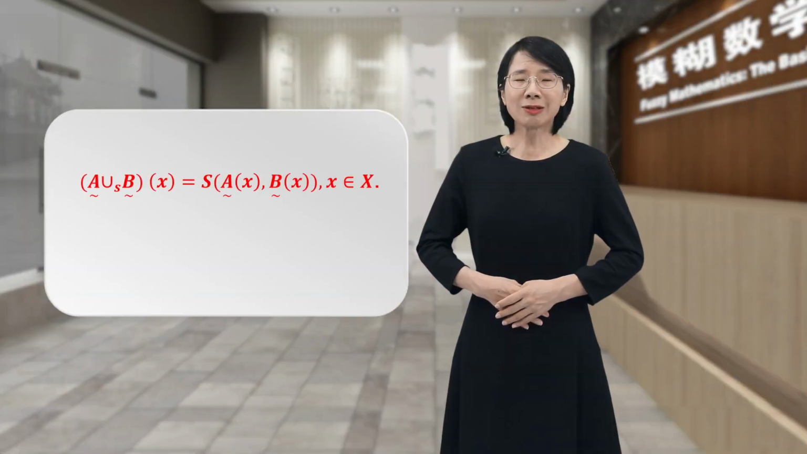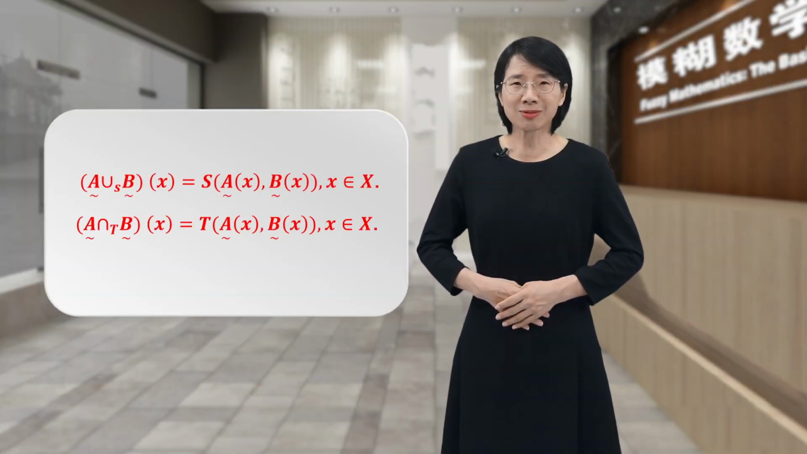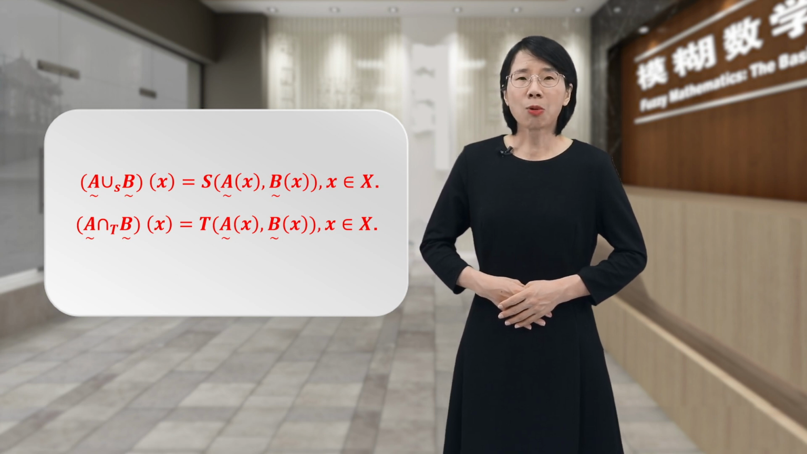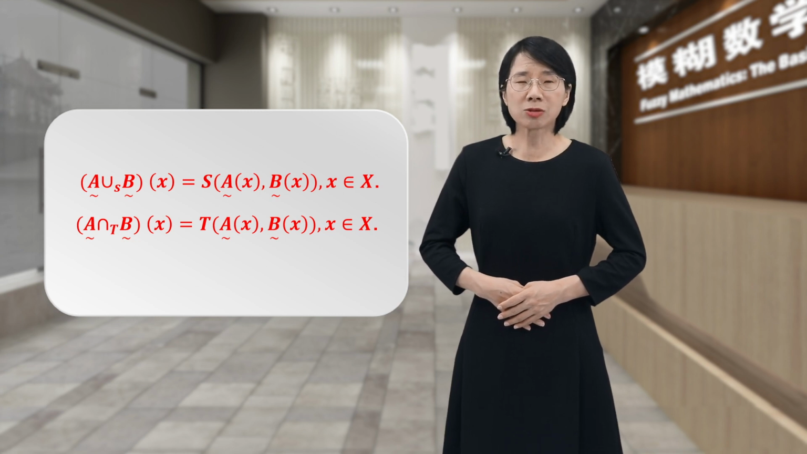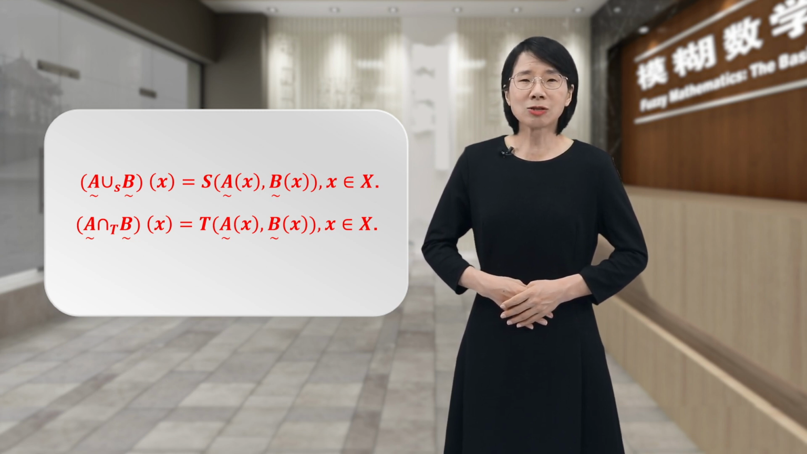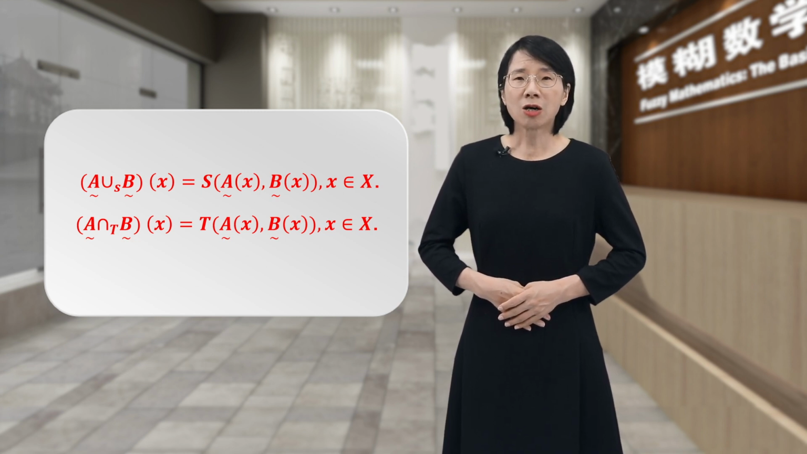By the definition of generalized unions and generalized intersections, we know that the properties of the generalized unions and the generalized intersections totally depend on the properties of the corresponding S-norms and T-norms. Because S-norm and T-norm are fuzzy operators, both of them have commutativity, associativity, and monotonicity. The generalized unions and generalized intersections have commutativity, associativity, and monotonicity.